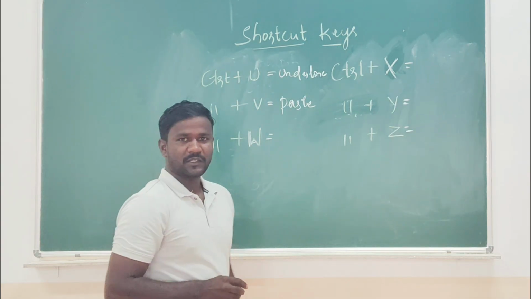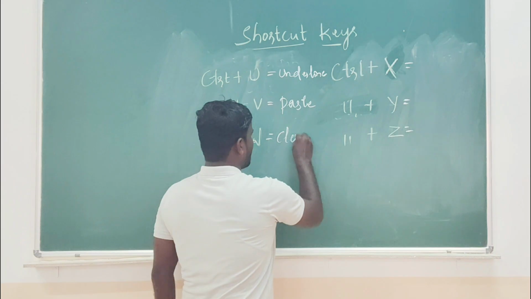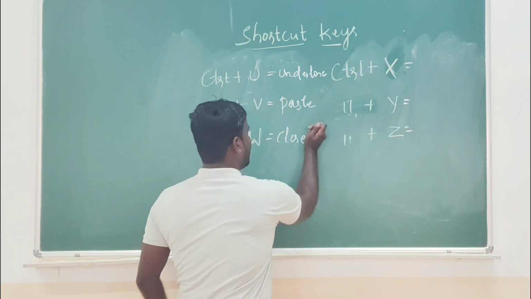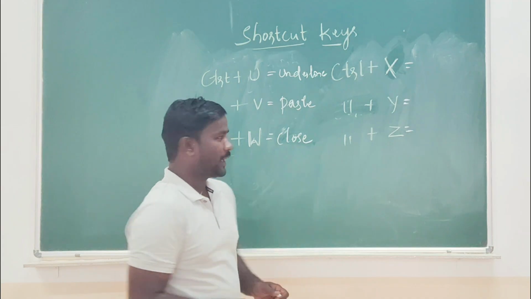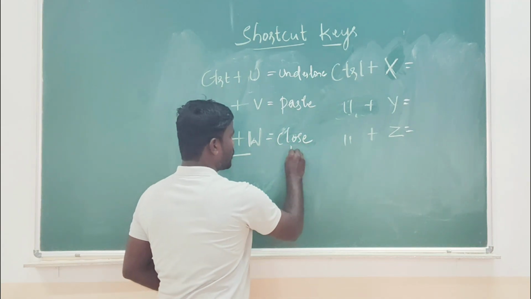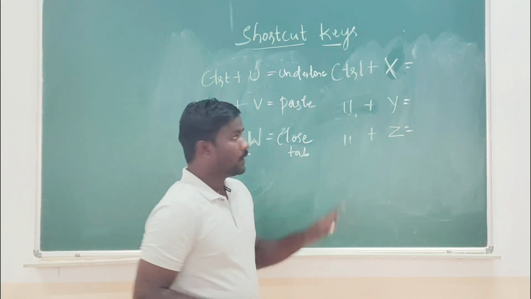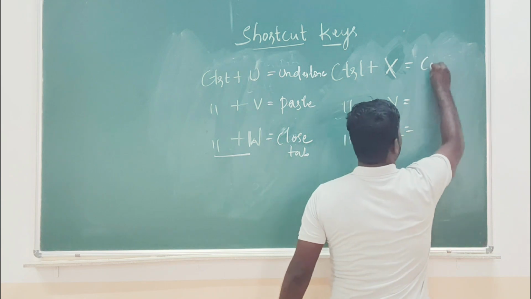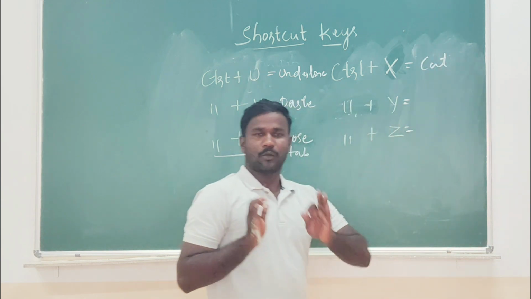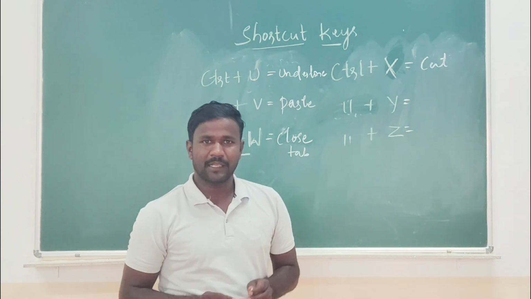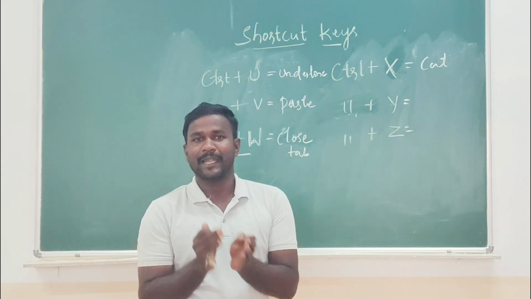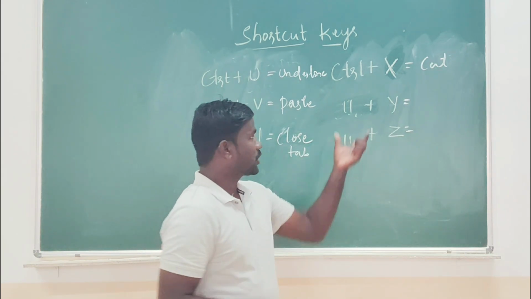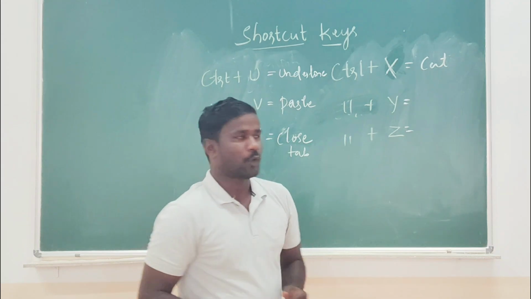Control W means close tab. With Control T we inserted a tab, but if you want to close that tab, we use Control W. Then Control X is for cut. Why do we use cut? The shortcut key is Control X when you want to change the location of any file or data, so we use Control X for cut.